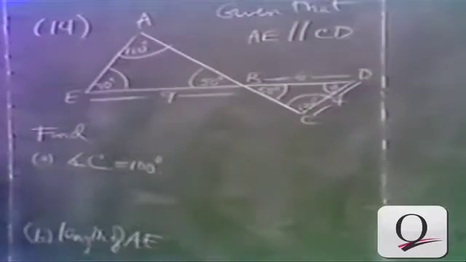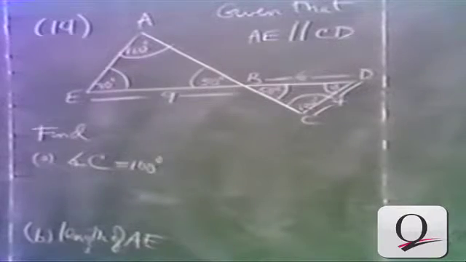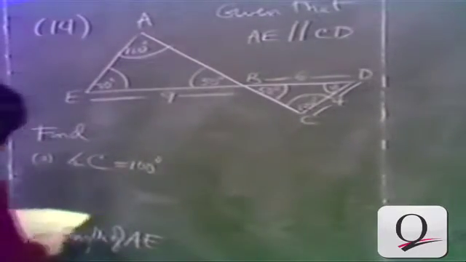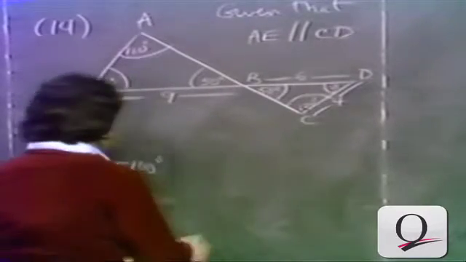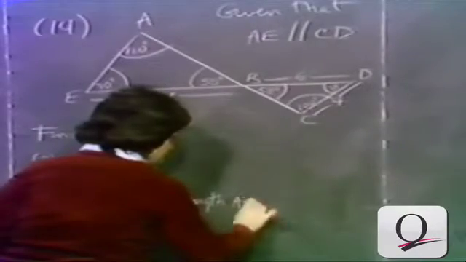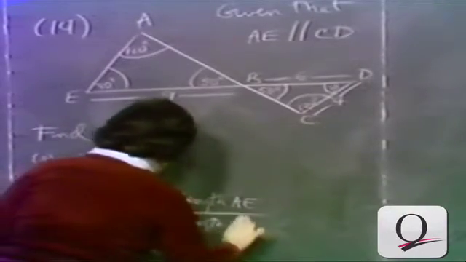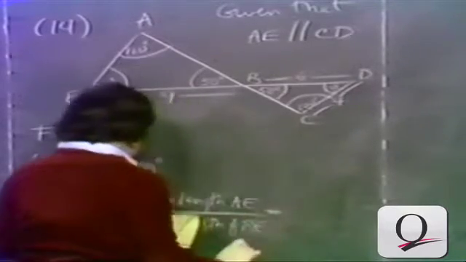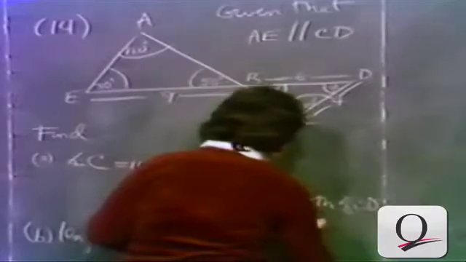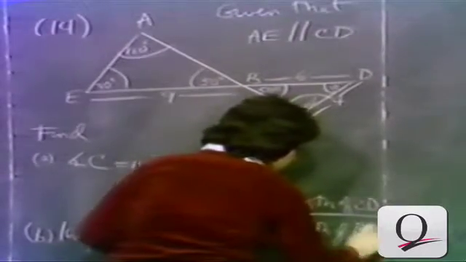Okay, we know that corresponding sides of similar triangles are in proportion, so we can set up a proportion with which we can find the length of AE. We'll do it like this. We'll say the length of AE over the length of BE is to the length of CD over the length of BD.